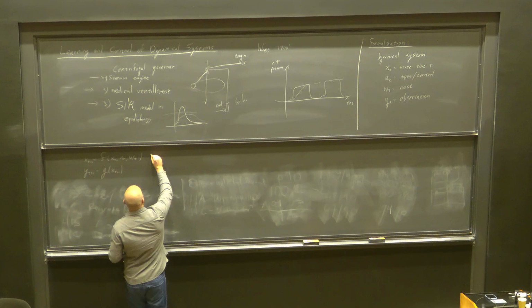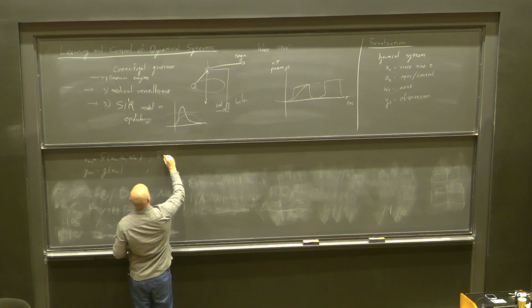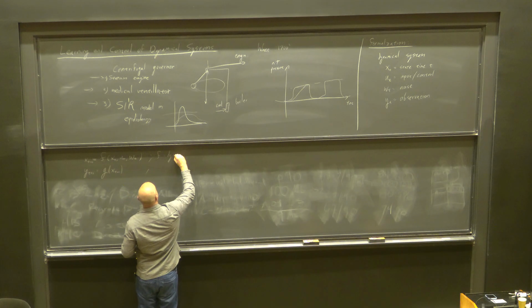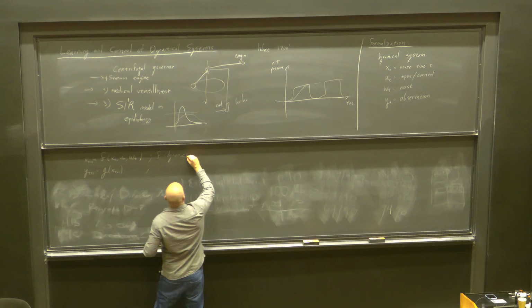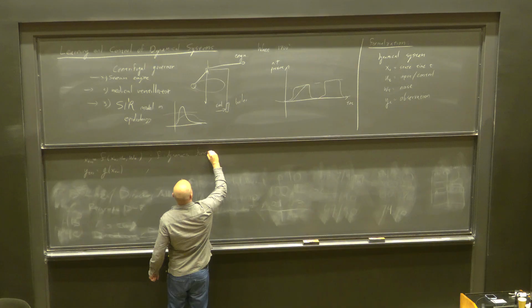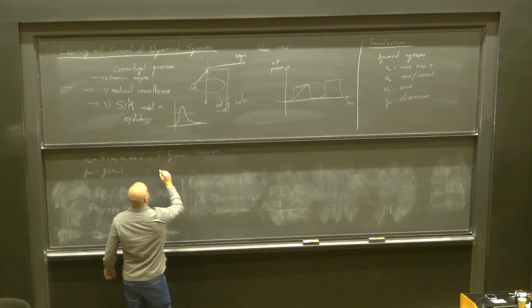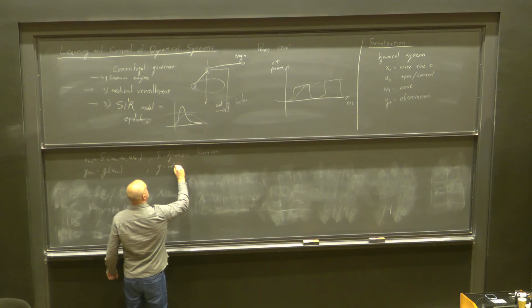So f is called the dynamics function, and g is usually called the observation function.